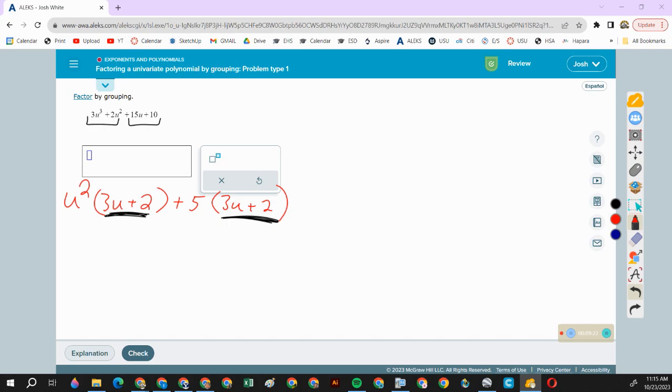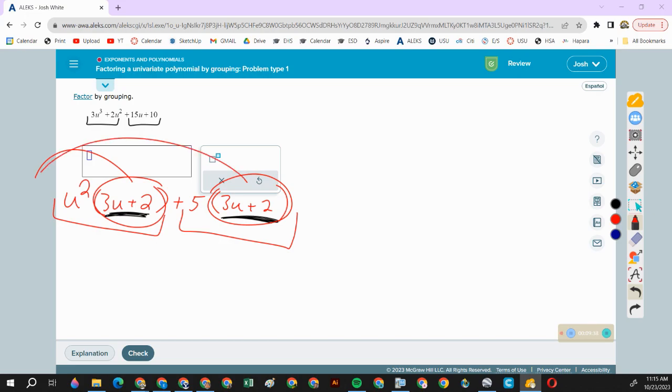So, what does this term share with that term? They both have a 3u plus 2, right? So I'm going to yank the 3u plus 2 out. So I write 3u plus 2, and what's left? U squared plus 5. And that is the factored form.